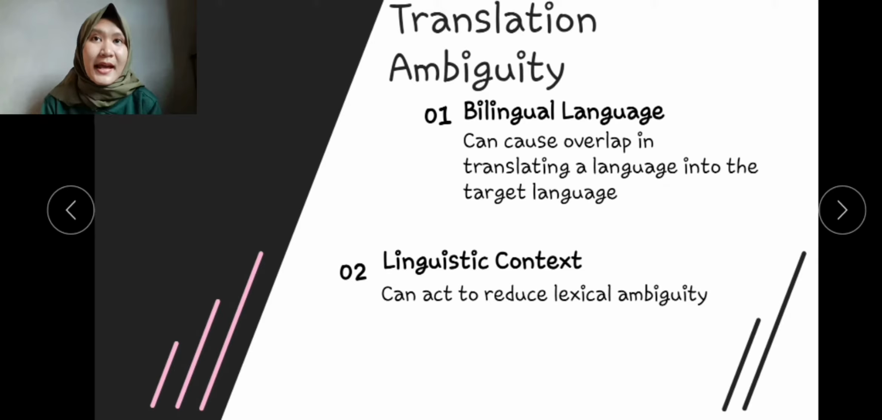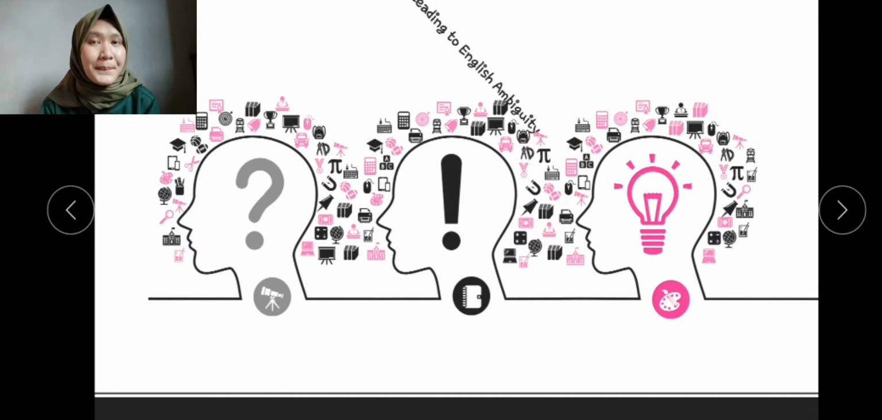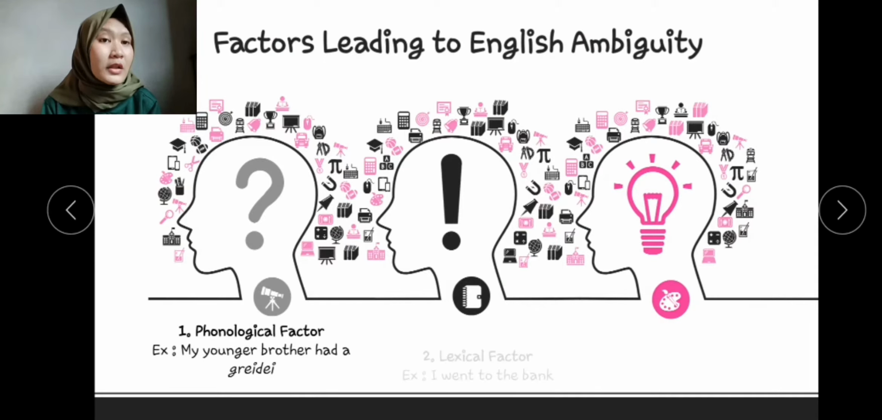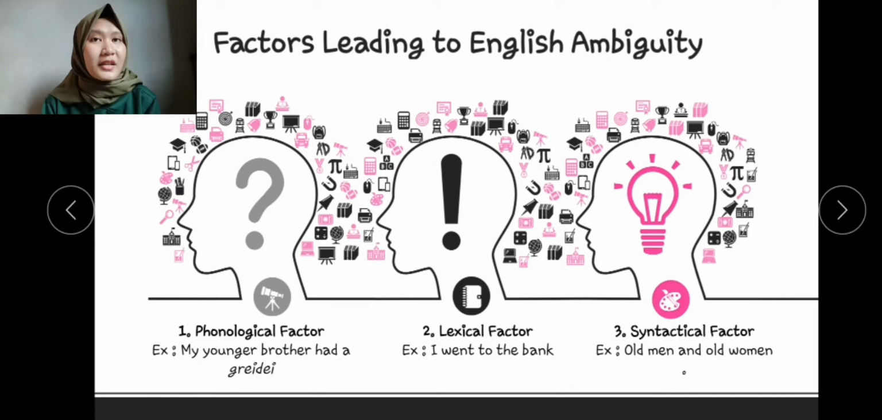Alright, in the next slide, we found the factors leading to English ambiguity. The first one is the phonological factor. It refers to the juncture, one of the phonological terminologies, the transition from one sound to another in speech. When people speak, one phoneme glides to another one, during which different combinations are produced, leading to different meanings.